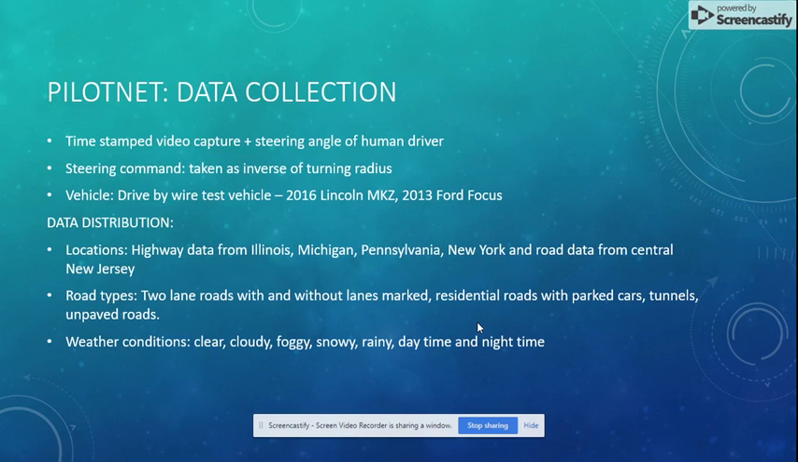So the workflow is as follows. There is a data collection method in which timestamped video images are taken. Also, the steering command from the human driver is taken, and the data distribution is vast. They take data from highways and two-lane roads. The highway data is taken from Illinois, Michigan, Pennsylvania, and New York, and road data mostly from central New Jersey. There are various road types as well as weather conditions considered here.